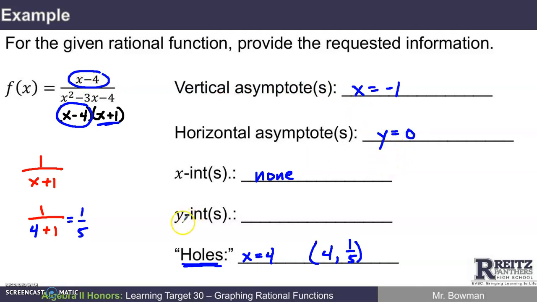And for the y-intercept, I want to think about going back into the simplified expression and replacing x with 0. After all, that's what you do to find a y-intercept. And I simply get 1 over 1. So the y-intercept is the point 0, 1.